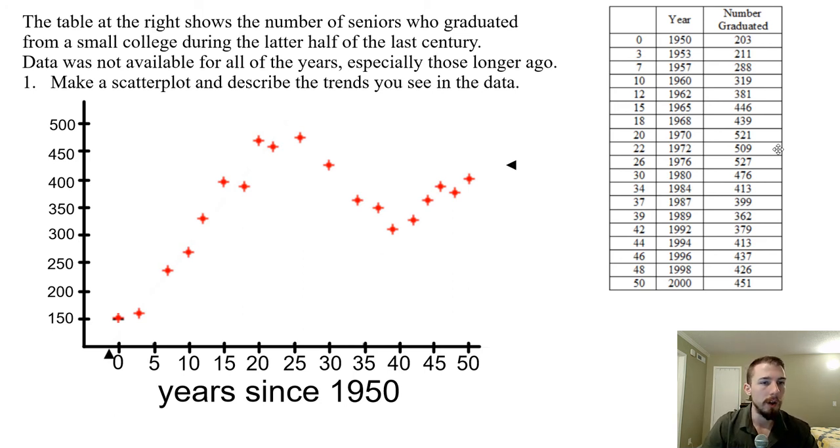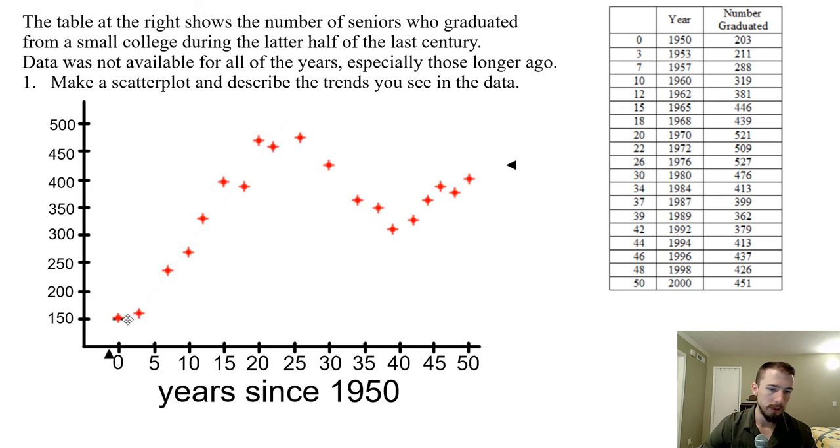So our table on the right shows the number of seniors who graduated from a small college during the latter half of the last century. The data is not available for all the years, especially those longer ago. So make a scatter plot and describe the trends you see in the direction. You don't actually have to make a scatter plot because I did it for you.